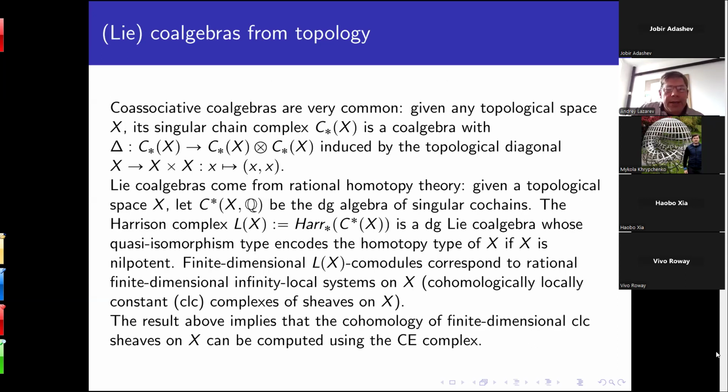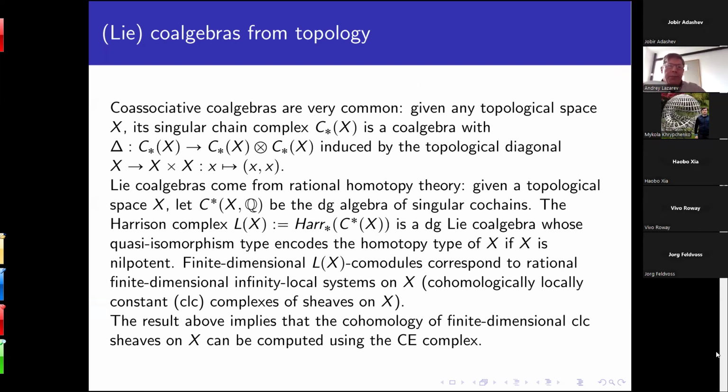So let me say a few words about the motivation. Why do we care about coalgebras or Lie coalgebras? Well, the question about co-associative coalgebras is actually very easy. They're very, very common, particularly to a topologist, and I'm a topologist. Coalgebras show up all the time. For example, if you have any topological space X, then its singular chain complex is a coalgebra, a differential graded one in fact.